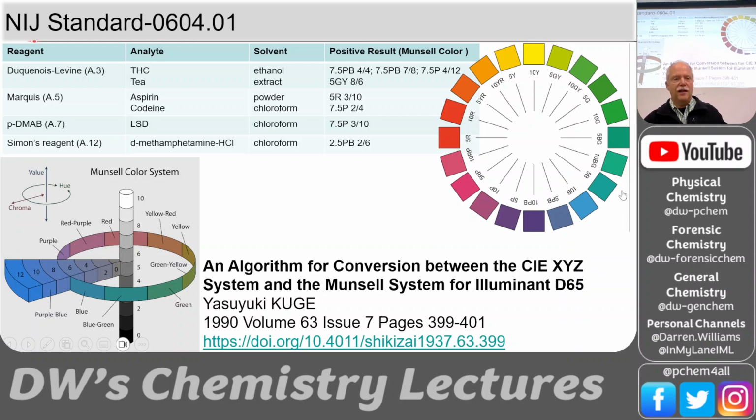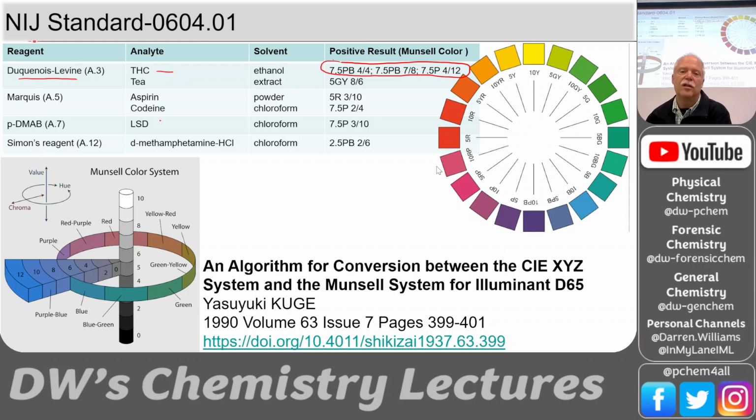I do not like this, but it is a standard. It's the National Institute of Justice Standard 604.01, and it has the reagent for the colors, like here, the Duquenois-Levine for THC. And if you do the ethanol extract and add that reagent, these are the colors that you get from the cannabinoids. I really wish they were RGB values. If they were RGB values, I could go into PowerPoint, Excel, Word, doesn't matter, anything on a computer, and I could type in the RGB values and I could see what that color was.